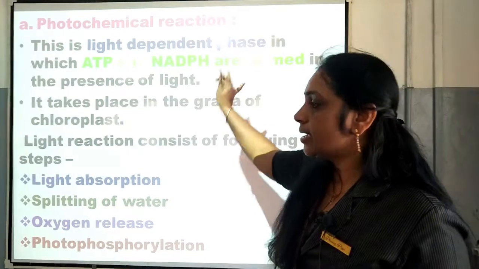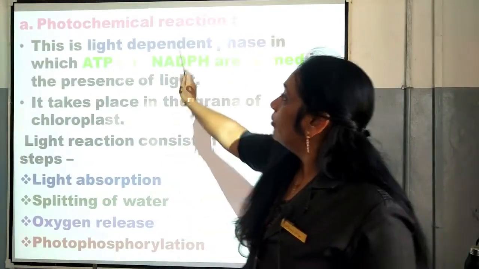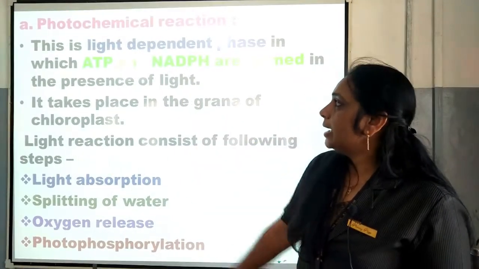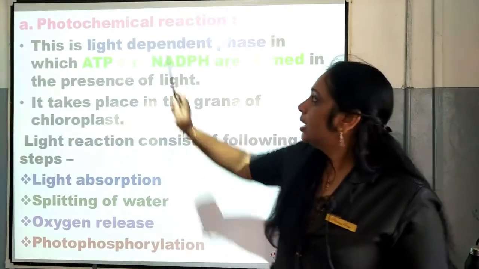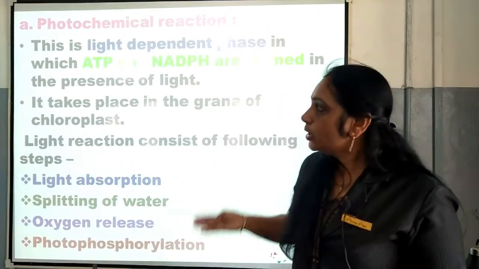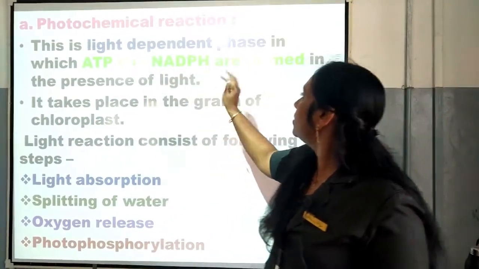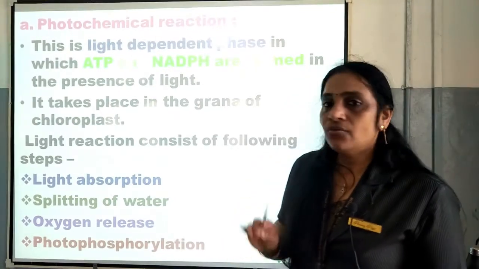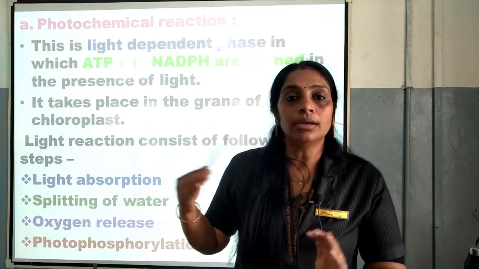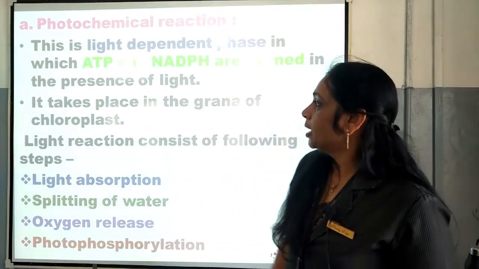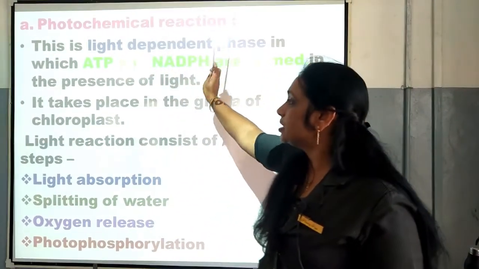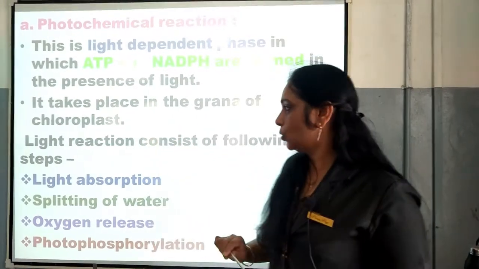My dear children, this area is very important. Photochemical reaction is the first phase in photosynthesis and it is a light dependent phase, as the name photo means light. During this process ATP and NADPH are formed, which are very important factors for the process called dark reaction. Understood? Now, it takes place in the grana of the chloroplast. That is, the photochemical reaction is taking place in the grana of the chloroplast.